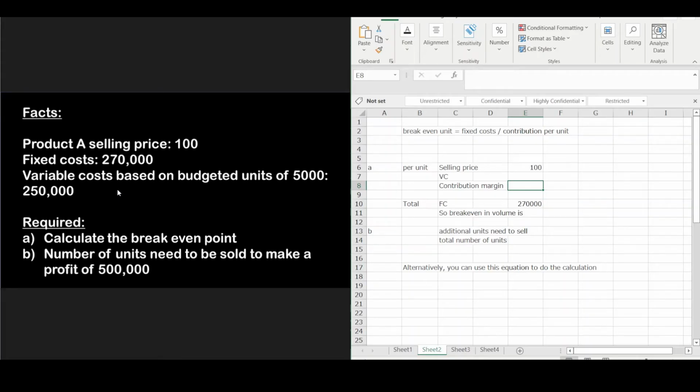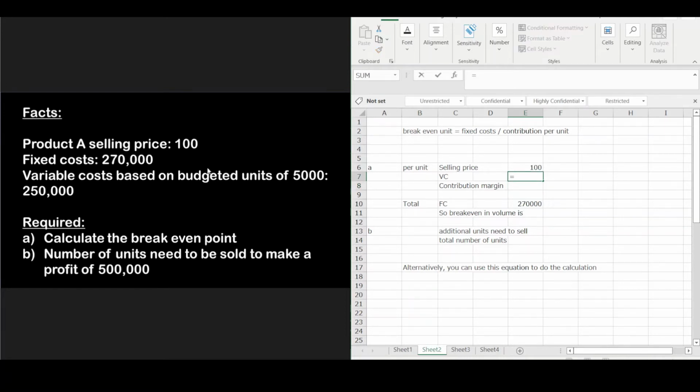Okay, so we know to calculate break-even units, we need to know total fixed costs and contribution per unit, right? Because break-even units equals total fixed costs divided by contribution per unit. So we want to calculate the contribution per unit first. We know the selling price is 100, right? And if we deduct variable cost from selling price, we'll arrive at contribution margin per unit. So what is our variable cost per unit?